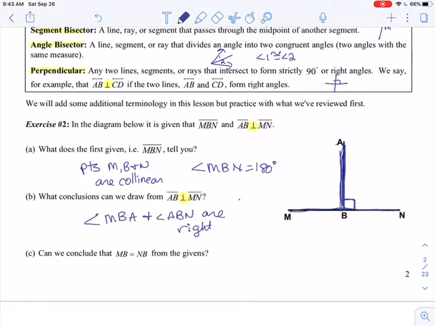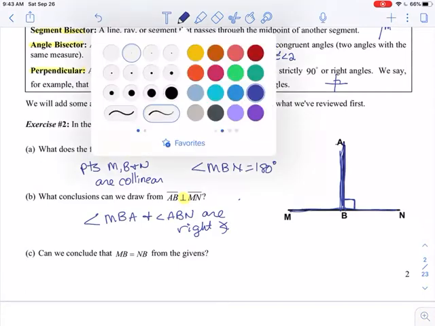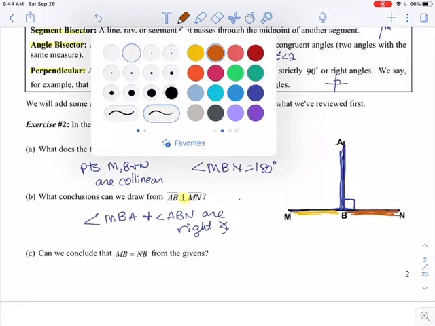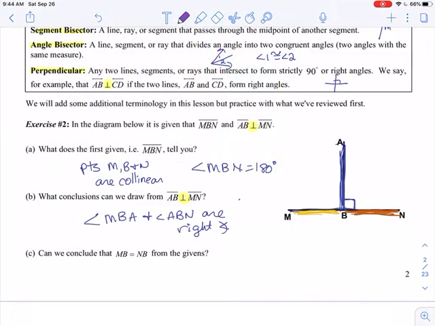You're going to see when we do a proof that once we know that they're right angles, they also have to be congruent to each other. But for right now, we'll just say they're right angles. Okay? Can you conclude that MB, which is this right here on the left, is equal to NB on the right? They look equal, but do I know they're equal? No, I actually don't know they're equal.